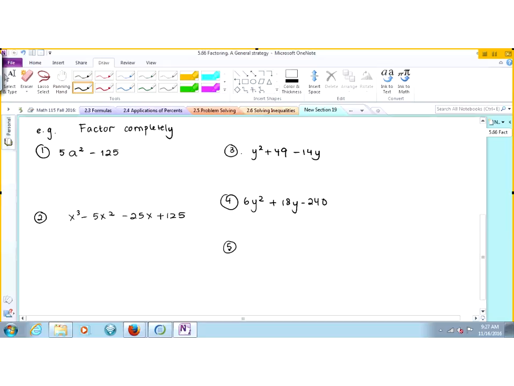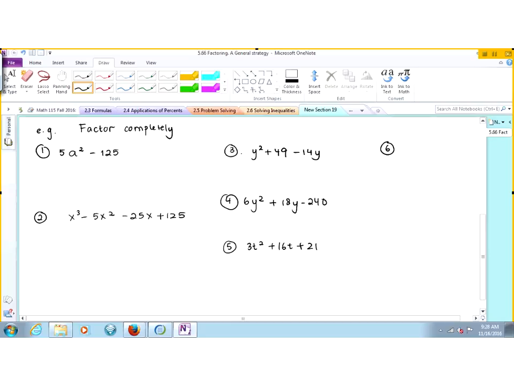Yeah, they don't have the one with the AC method. Yeah, make one up. Let me do a little bit later. Number 5: 3t squared plus 16t plus 21.